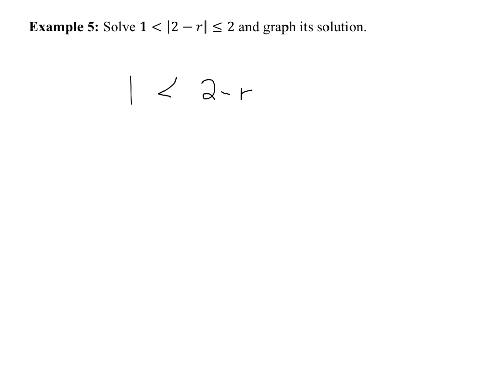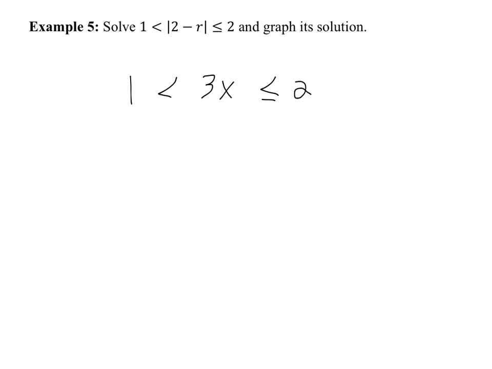Well, let me just, for the sake of this, put a random variable here. Let's say 3x, okay? Let's say we had this scenario right here. So say we had this scenario. How would I go about solving this?